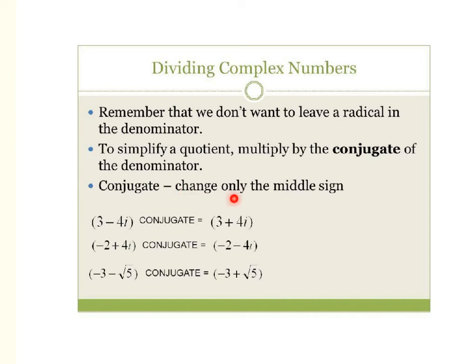And all the conjugate is you change the middle sign of that expression only. So if the denominator was 3 minus 4i, we would change that minus to a plus and multiply the top and bottom by 3 plus 4i. If it was negative 2 plus 4i, we would change that middle sign to a minus and multiply the top and the bottom by negative 2 minus 4i. If it was negative 3 minus the square root of 5, we would change that subtraction in the middle only to a positive and multiply the top and the bottom by this.